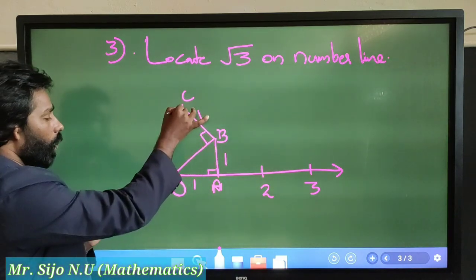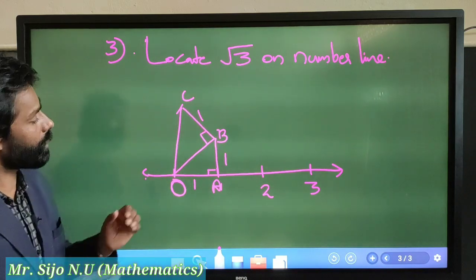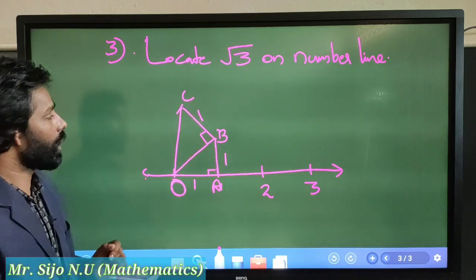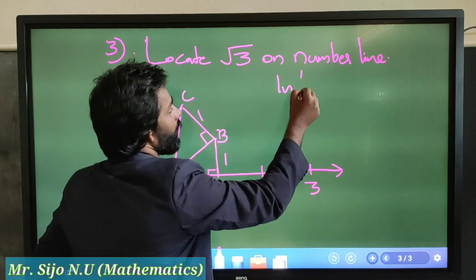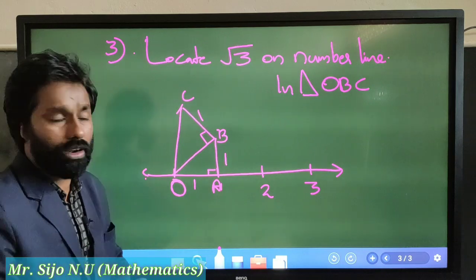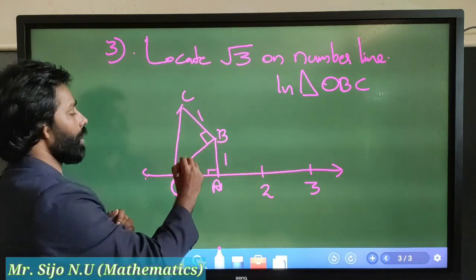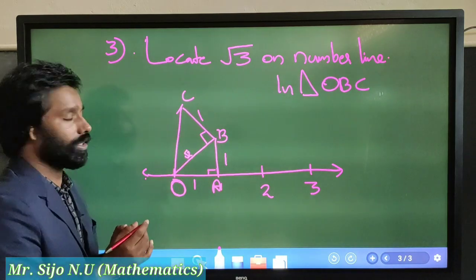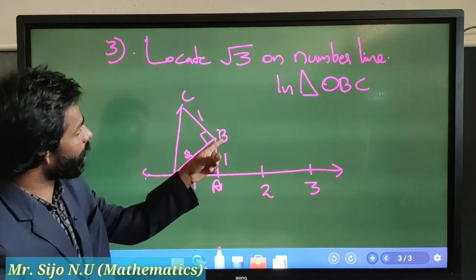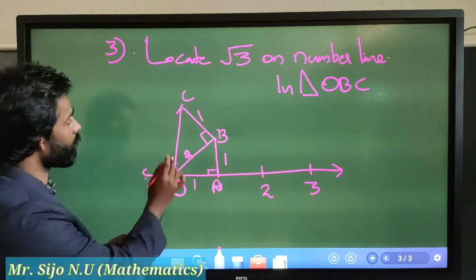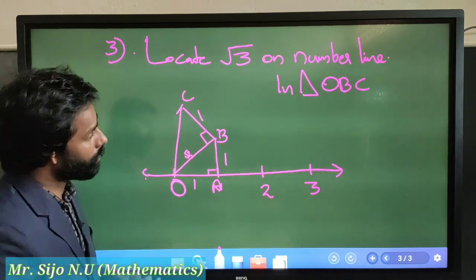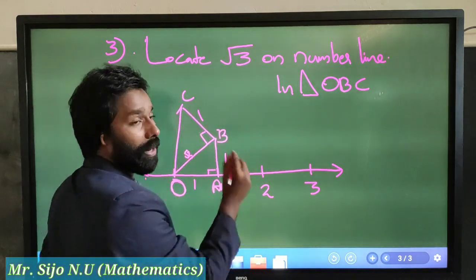Now we can join OC, it's a perpendicular. Here you consider we got another right angle triangle, that is OBC. So in triangle OBC, well, we know it's a right angle triangle. Here we know the length of OB, of course we know it is root 2, that we know. In the previous question we have already done that. So the length of OB is root 2 and length of BC is 1, and we don't know the length of OC. Well, here we can find out the length of OC by using Pythagoras theorem. So we can write OC square by Pythagoras theorem.